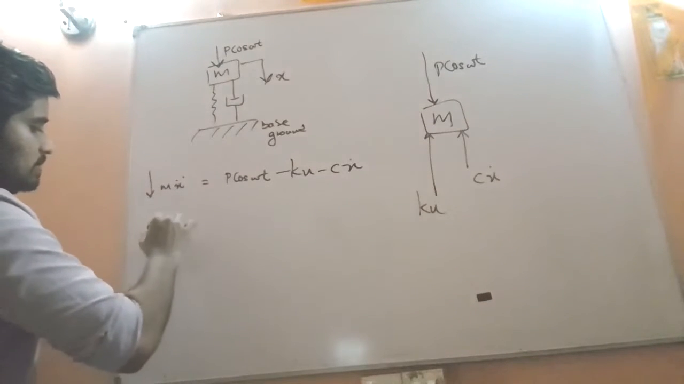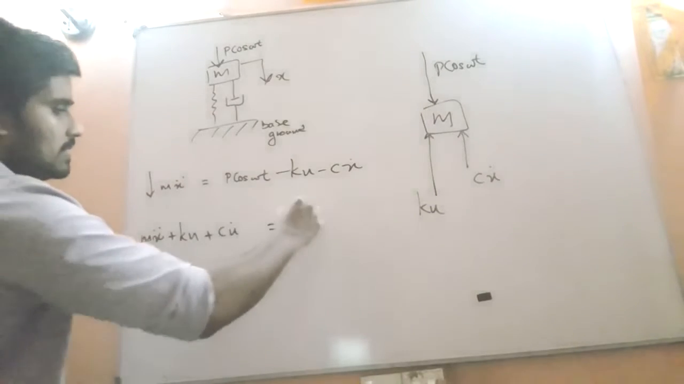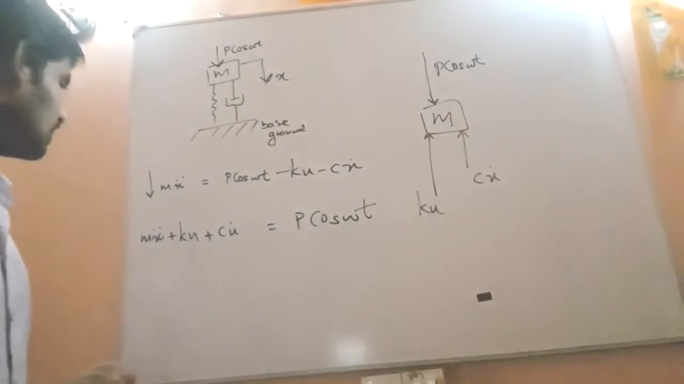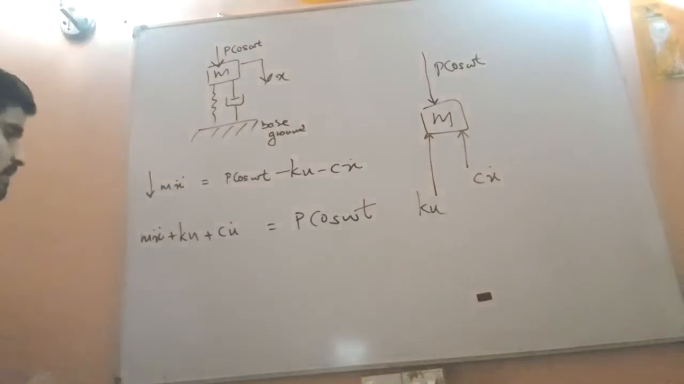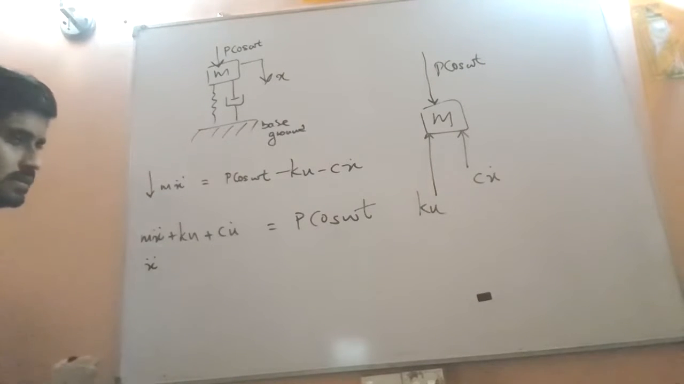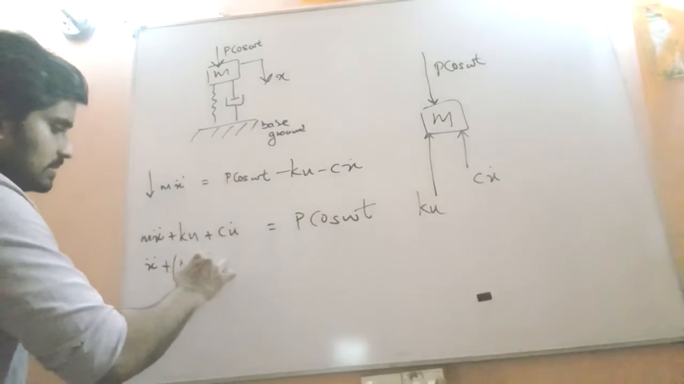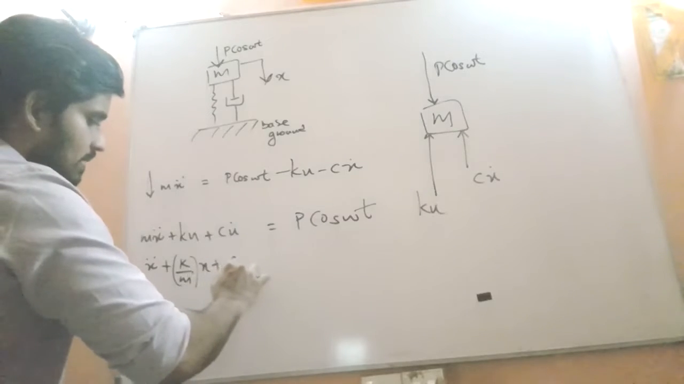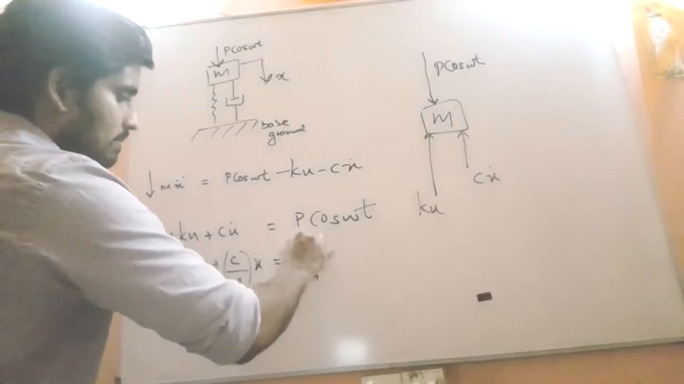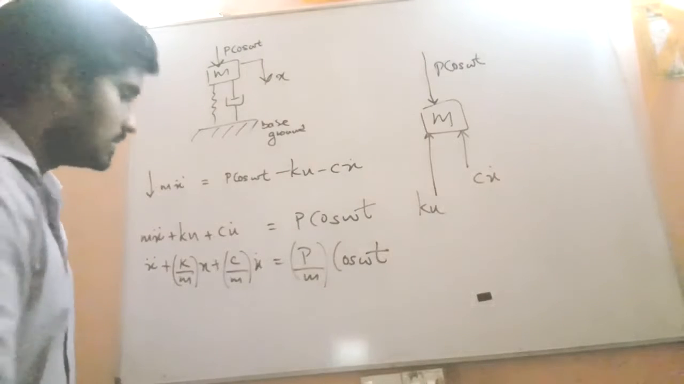m x double dot plus kx plus c x dot equals P cos omega t, right? So now let's divide the whole equation by m. Dividing by m, you will get x double dot, then k divided by m times x, then c divided by m times x dot, equals P divided by m cos omega t, right?